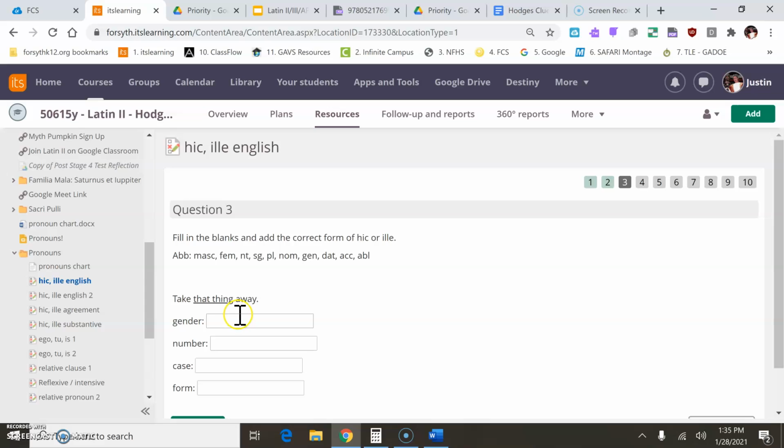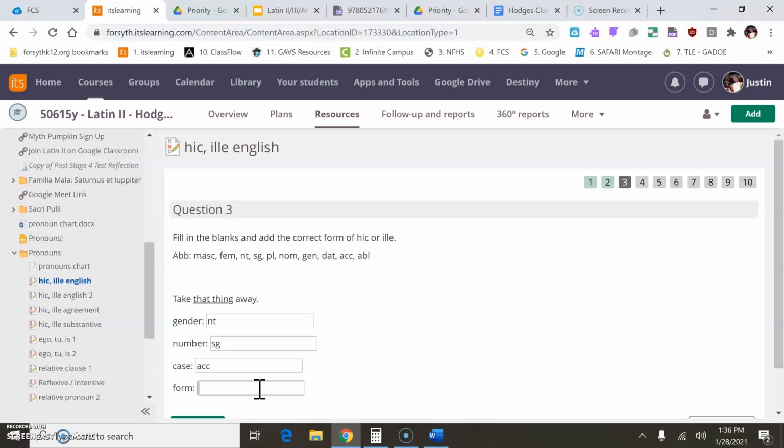Okay. Take that thing away. All right, so let's start with that thing. Masculine, feminine, neuter. That there is neuter. So we're going to say NT for neuter. Singular or plural? Singular. Take that thing away. Accusative. Good. How can y'all tell that that's accusative? It's the thing being taken, right? So we're going to say AC for accusative.